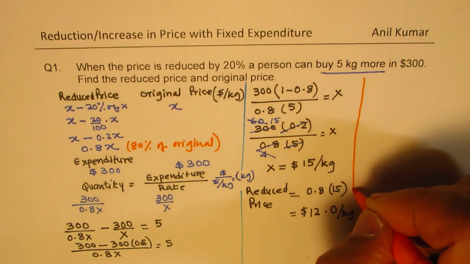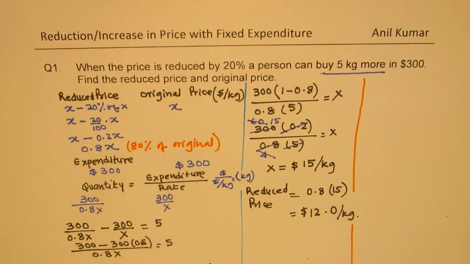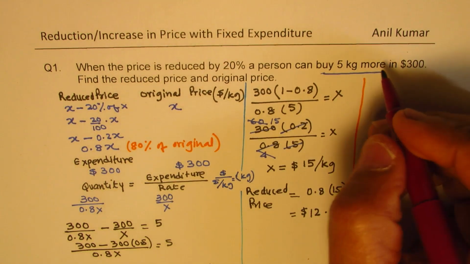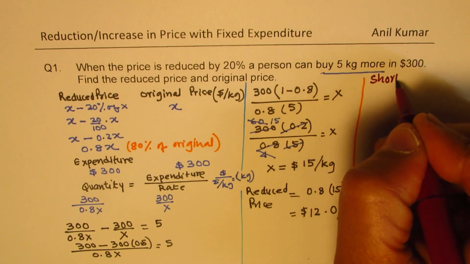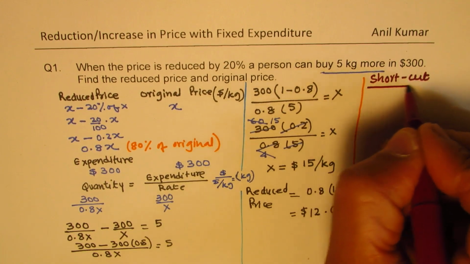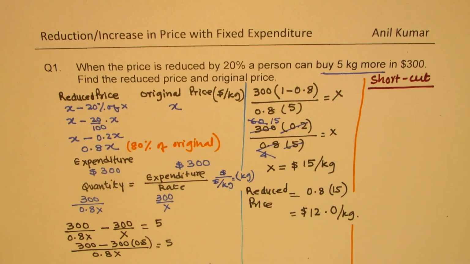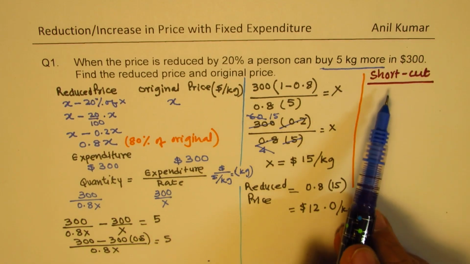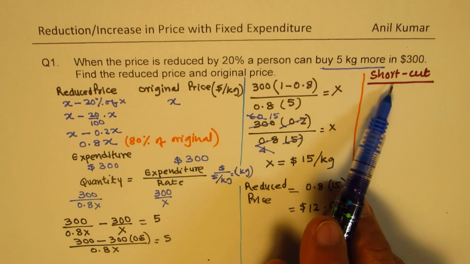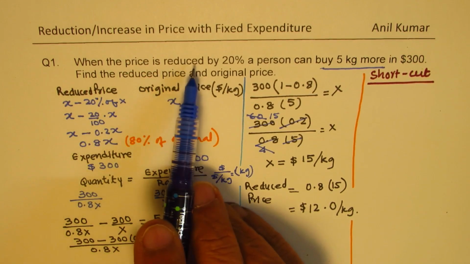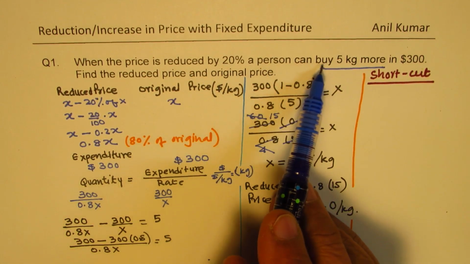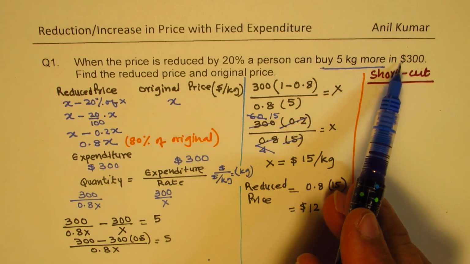Now, the calculation which we did is to understand the whole process. It does take time. I'm not denying that. But here is how we can think logically and have a shortcut. You could also apply a shortcut formula, since you saw that we have an equation which relates to the numbers given to us. Now, let's read the question to understand the shortcut method. It says, when the price is reduced by 20%, a person can buy 5 kg more in $300.